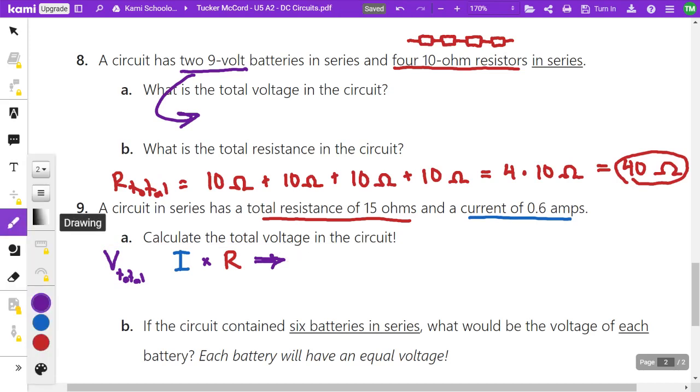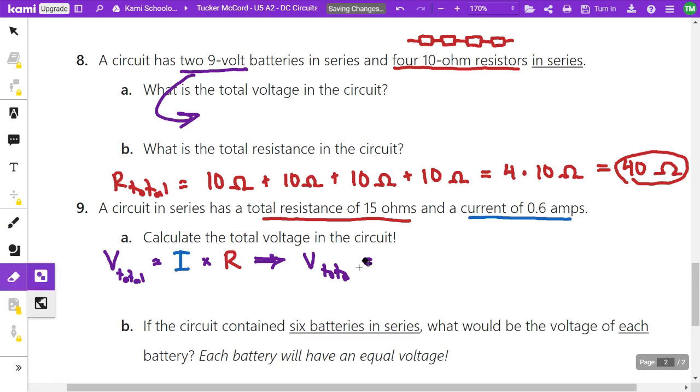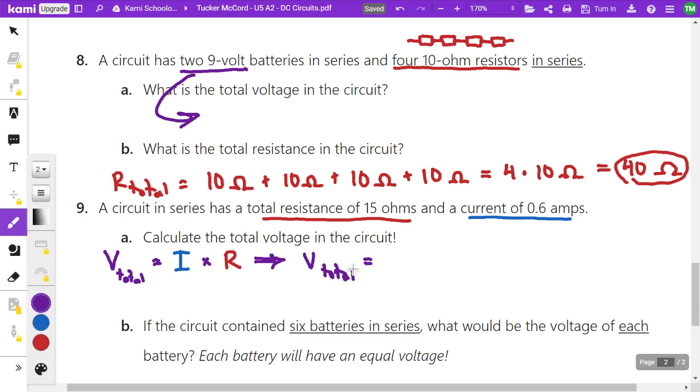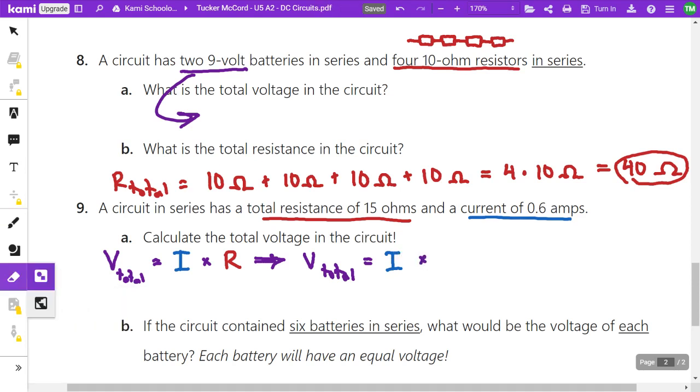Give this some room. Equals V total. It's going to be equal to our current running through the circuit, I, multiplied by our total resistance, R. Except I have these values, so I should just plug them in.